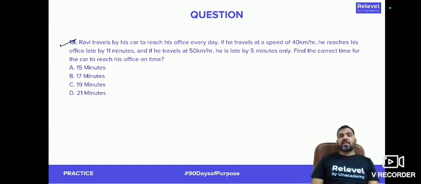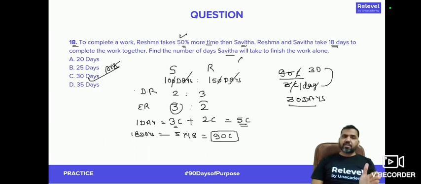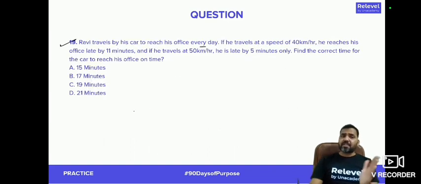Question number 19. Ravi traveled by his car to reach his office every day. That's not a question of time, it's an IST question, but let's do this here. It's also similar in terms of the efficiency concept. When the work is constant, days ratio and efficiency ratios are inversely proportional to each other. Exactly in a similar way, if distance is constant, then speed and time are inversely proportional to each other. Speed goes up, time goes down.